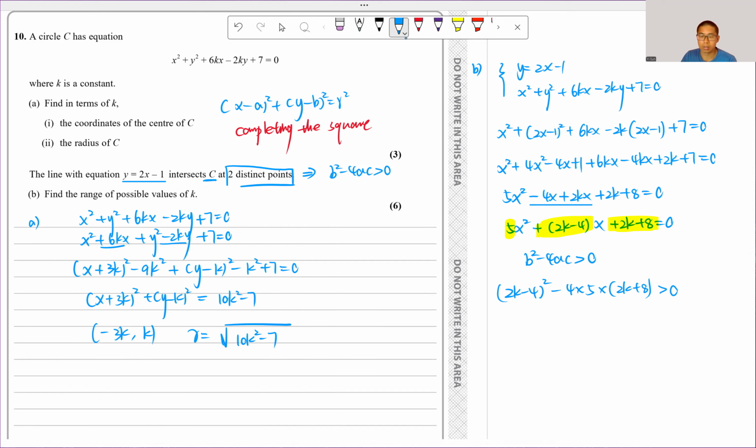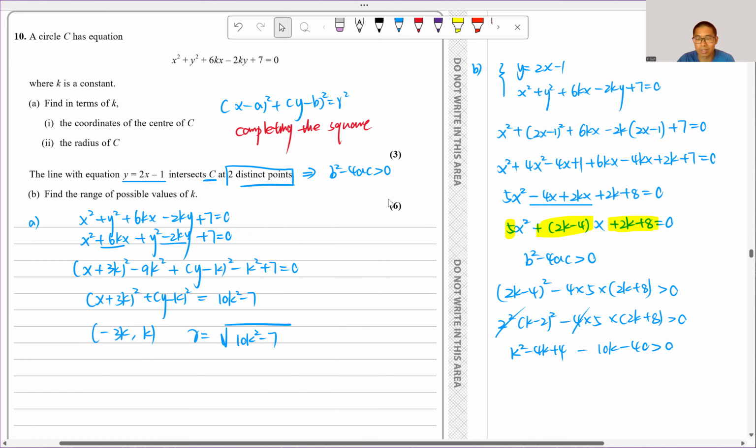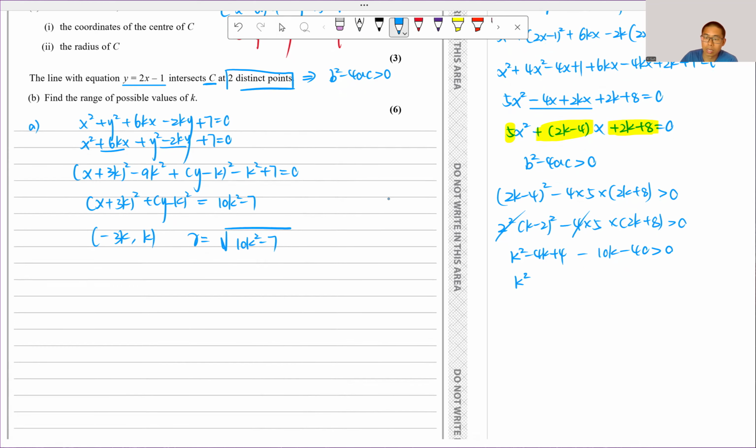First, I will factorize out 2. That'll be 2² (k − 2)² − 4 × 5 × (2k + 8) > 0. So 2² is 4, so simplify, this comes out. Then expand it out: k² − 4k + 4, and then minus 10k − 40 > 0. But you can just expand it straight away, that doesn't matter, this is my kind of habit. So k² − 14k − 36 > 0. And then once we have this, we just have to solve the inequality.